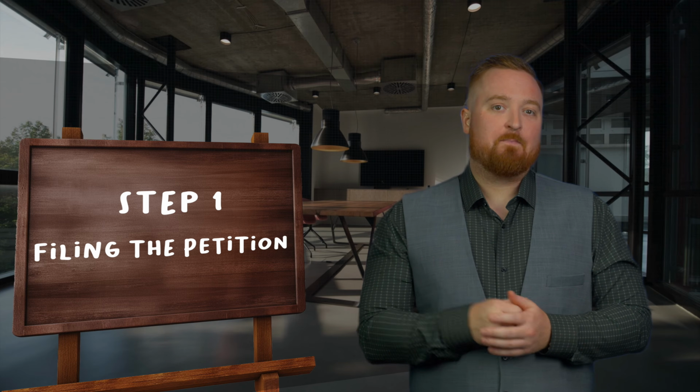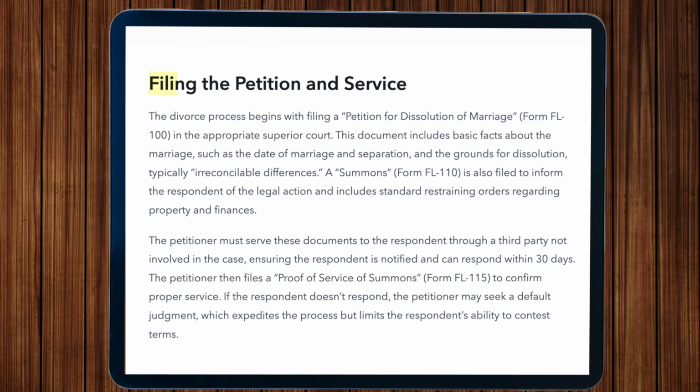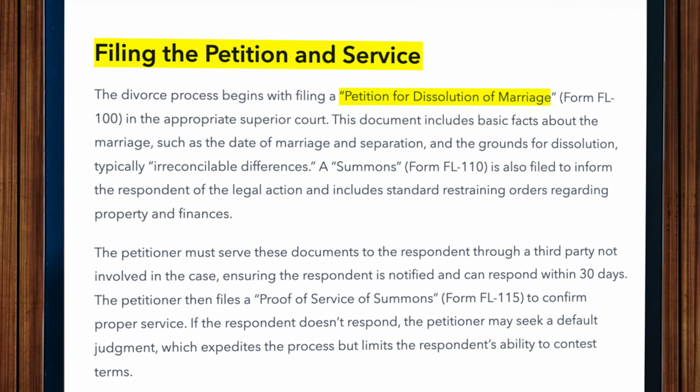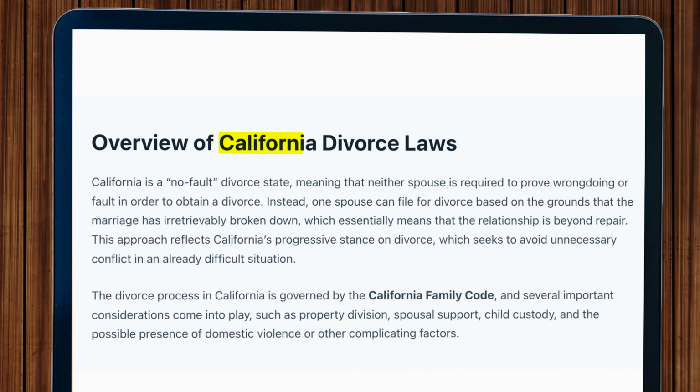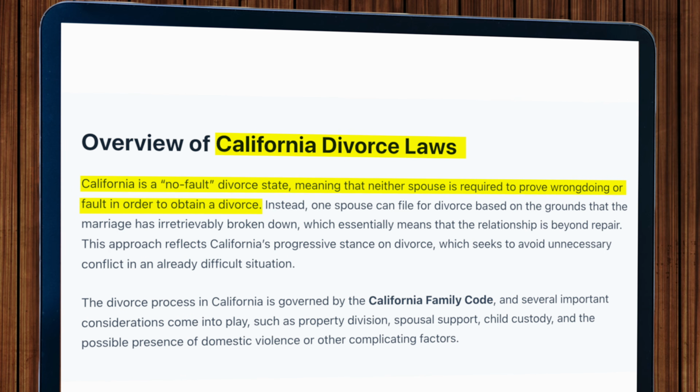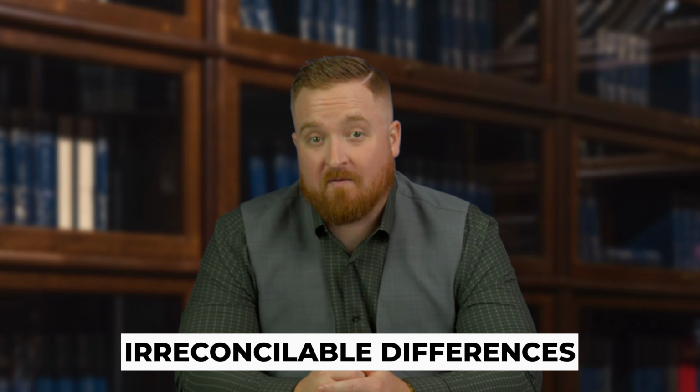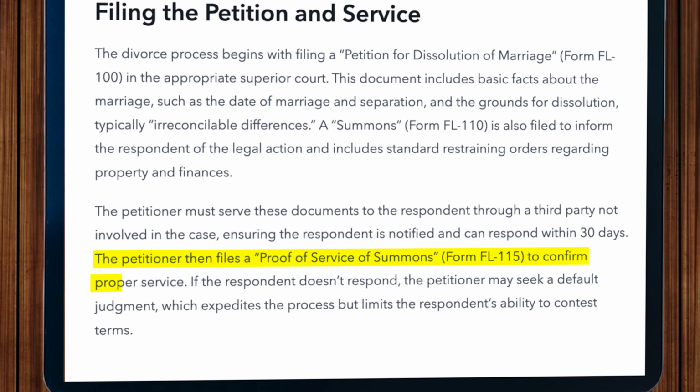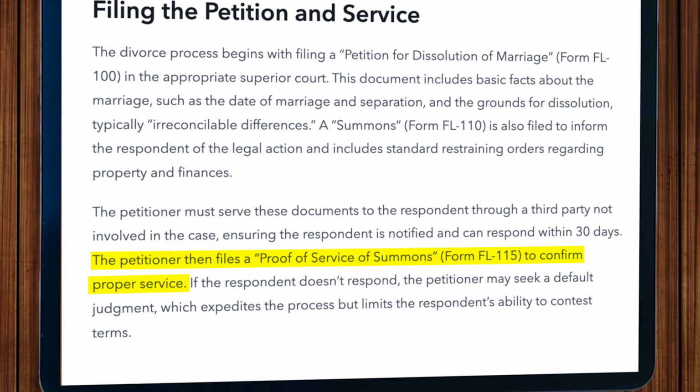Now moving on to the steps of divorce. Step 1. Filing a petition for dissolution. The divorce process officially begins when one spouse, the petitioner, files a petition for dissolution of marriage with the Superior Court in the county they reside. California is a no-fault divorce state, meaning you don't need to prove any wrongdoing by either spouse to get divorced. A common reason cited is irreconcilable differences. Along with the petition, the petitioner will also file other initial documents such as a summons and potentially other forms depending on the specifics of their situation.